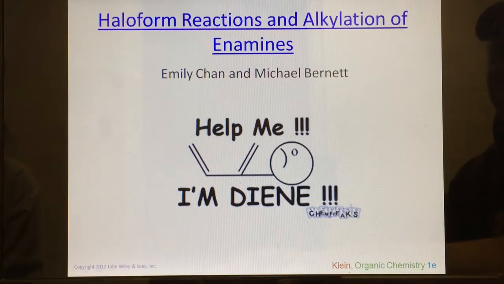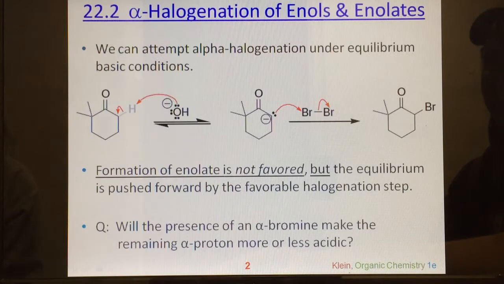Today's topics are haloform reactions and alkylation of enamines. So we can attempt alpha halogenation under equilibrium basic conditions. This is a base-promoted reaction and it will lead to a formation of an enolate, which is not favored, but the equilibrium step is pushed forward by the favorable halogenation step.